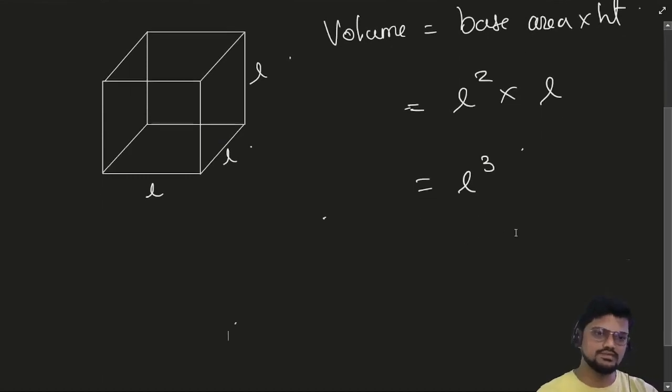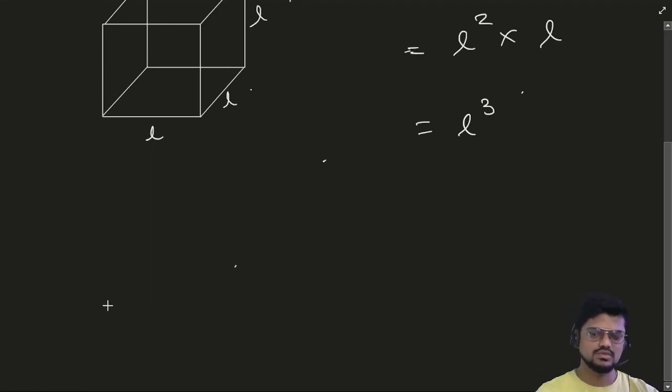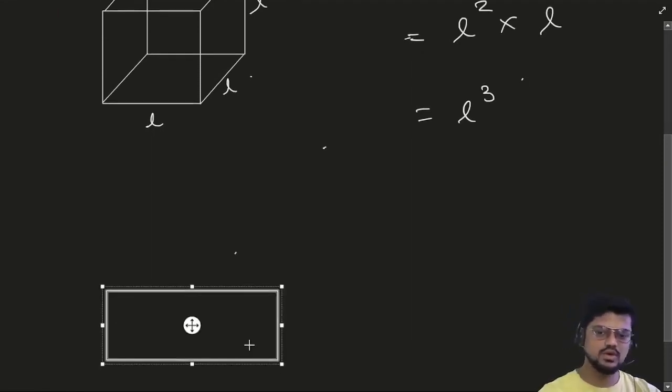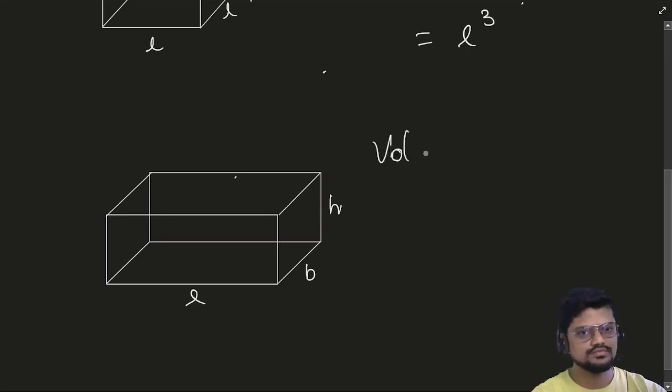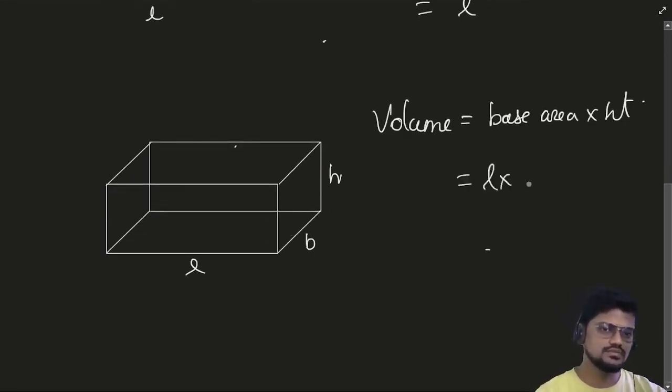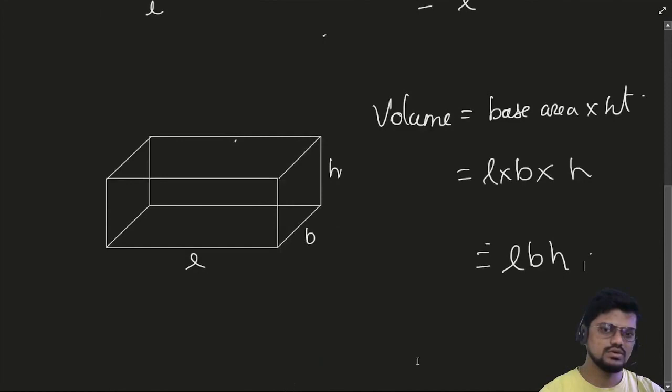Also, if it is a cuboid, suppose this is the length, this is the breadth, and this is the height of the cuboid. To find the volume, base area into height. The base area here is length into breadth, and whatever the height is, that is h. So that is LBH, the volume of a cuboid, and the volume of a cube is L cube. Volume of cube and cuboid is done.